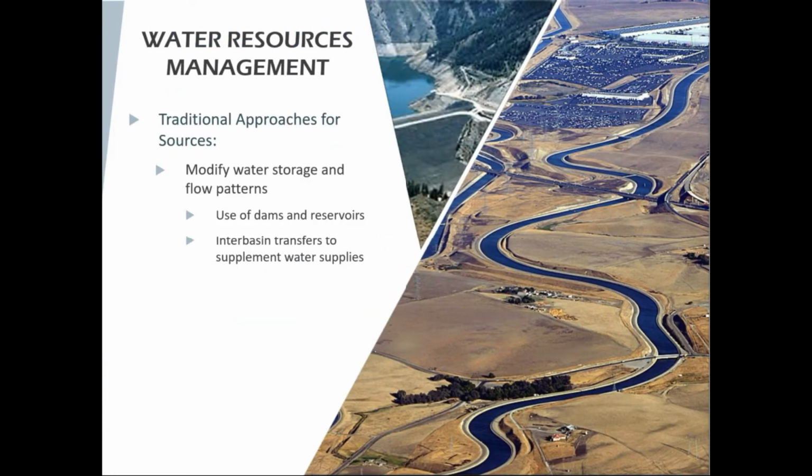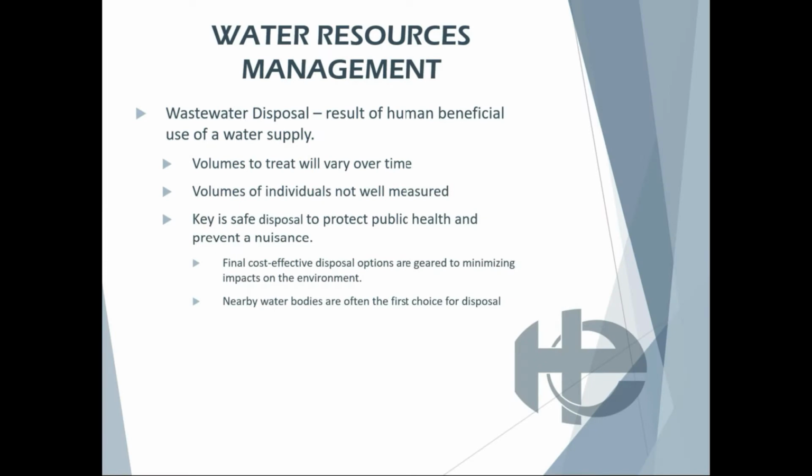When you think about the water resources management then, certainly traditional approaches were modifying water storage and flow patterns using dams and reservoirs or interbasin transfers. California is a good example where you've got water sources in Northern California being directed south toward Los Angeles in that area to be able to meet the demands for water. Wastewater disposal is one aspect of beneficial use of the water supply.